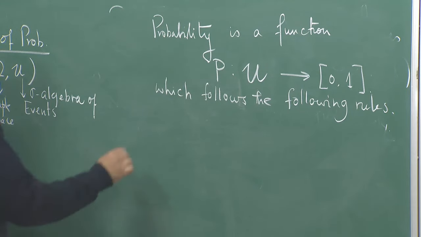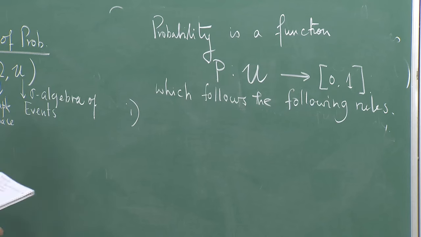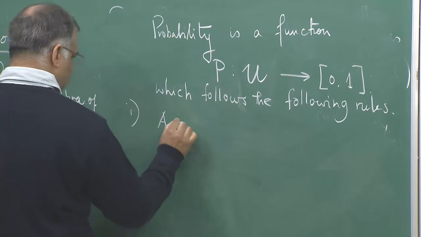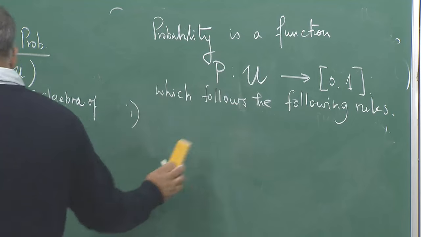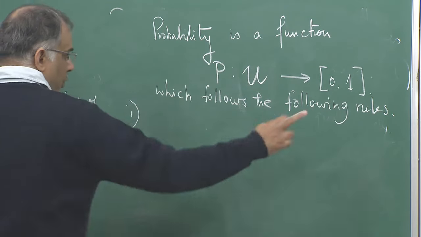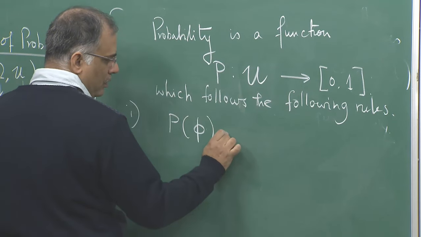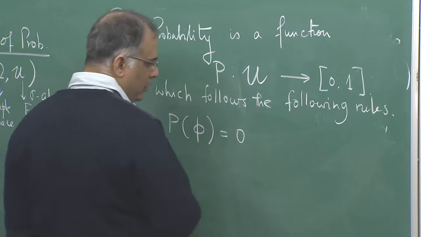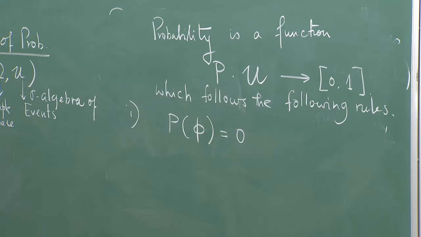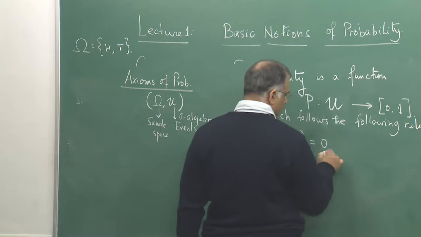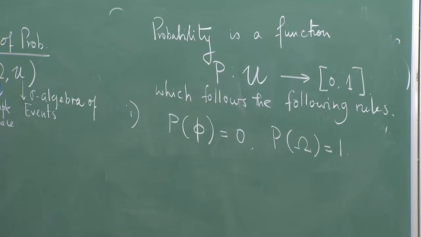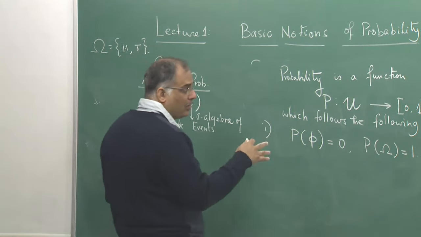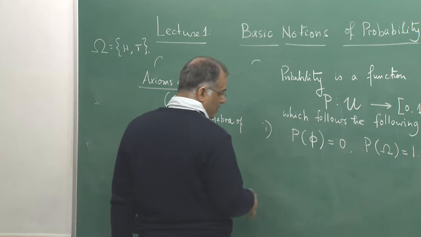So, what are the following rules? Number one: the probability of phi, the null set, which is also called the null event, the impossible event. Like I will live forever is an impossible event and I will die one day is a sure event. This also comes out of that crude definition. But since we cannot use the crude definition for a collection of infinite sets, an infinite sample space, we give them as rules.